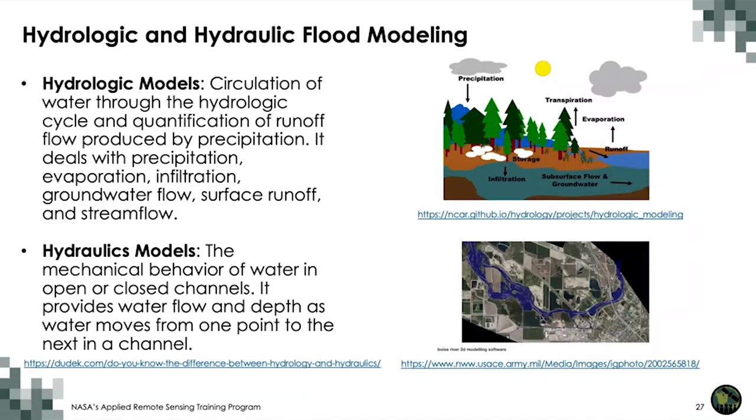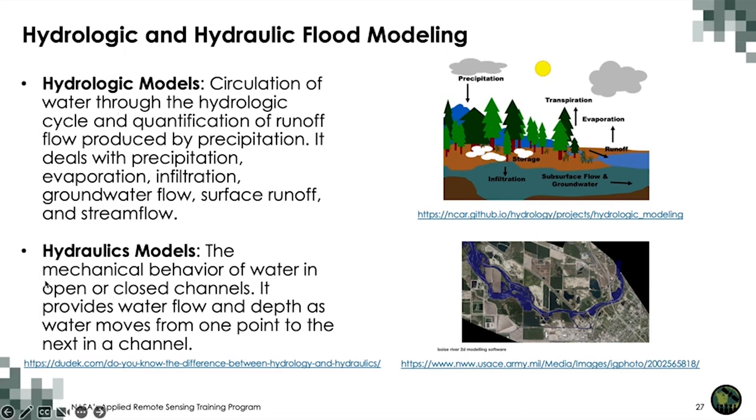So let's see what the differences are between hydrologic models and hydraulic models. Hydrologic models are based on circulation of water through the hydrologic or water cycle and quantification of runoff produced by precipitation. So it deals with a watershed where all the water components are looked at, including precipitation, evapotranspiration, infiltration, groundwater, and surface runoff and stream flow. So that's basically watershed level water cycle processes that are modeled here.